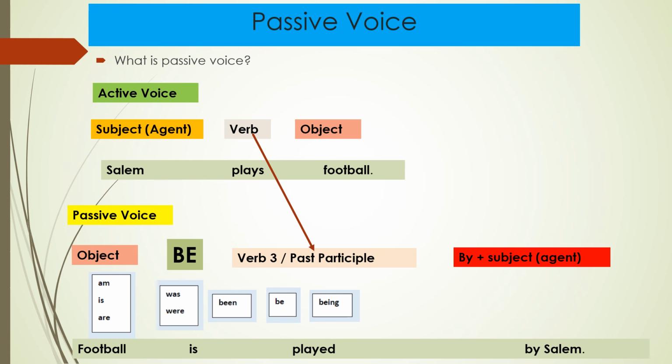In the following lessons, we will deal with the tenses one by one. We will see when do we use am, is, are, when do we use was and were, when do we use been, when do we use be, and when do we use being.